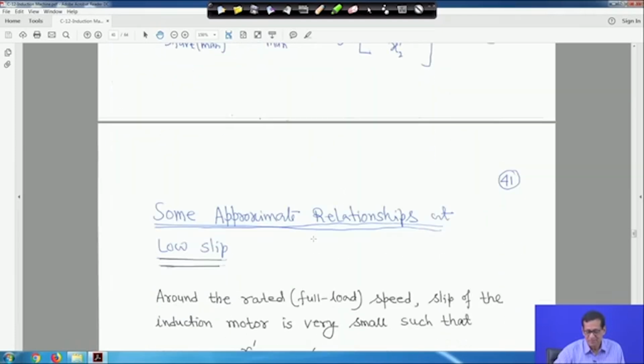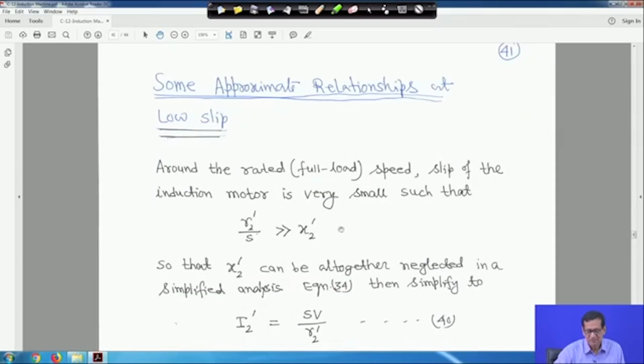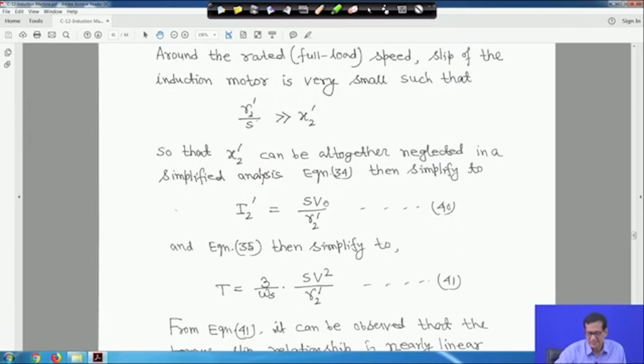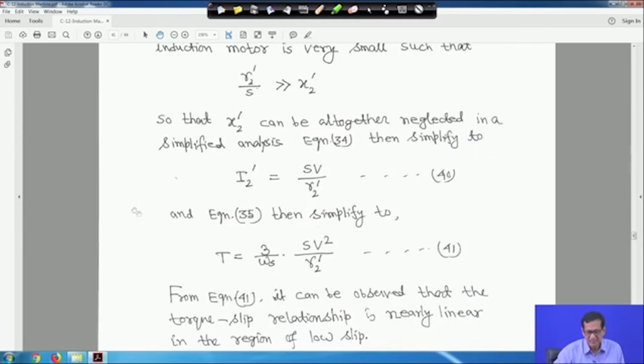Now some approximate relationships at low slip. Around the rated full load speed, the slip of the induction motor is very small, such that R2' upon S is much greater than X2'. So X2' can be altogether neglected. In a simplified analysis, equation 34 then simplifies to I2' equal to SV upon R2'. We are neglecting X2' because we assume R2' by S is much greater than X2'. I am not going to this equation again and again, just write it and put it in.